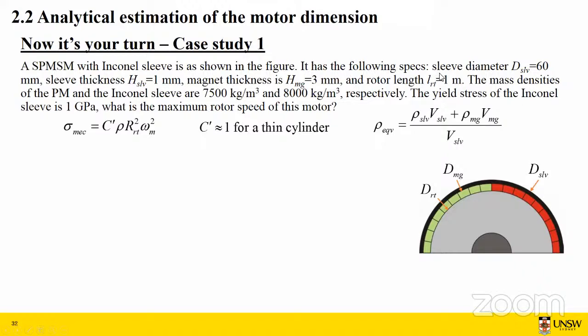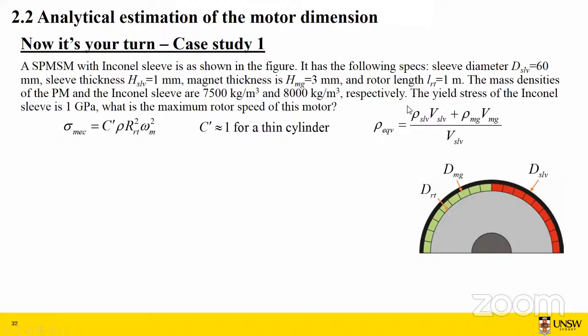specifications: the sleeve diameter, which is the outer diameter here, is 60 millimeter. The sleeve thickness, HSLV, which is this, is 1 millimeter. The magnet height, or you can also say the magnet thickness, is 3 millimeter. The rotor length is 1 meter. I just want to simplify the calculation for you, so it's 1 meter. And the mass density of magnet and Inconel sleeve are 7,500 kilogram per cubic meter, and 8,000 kilogram per cubic meter.